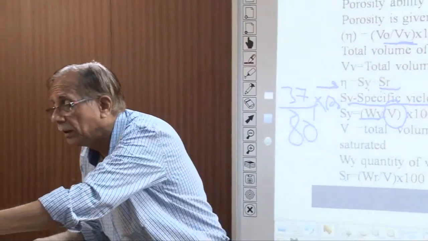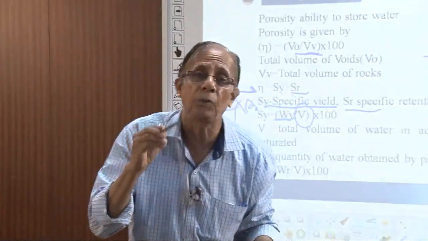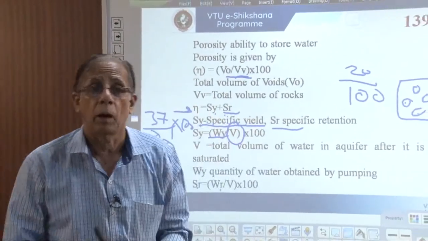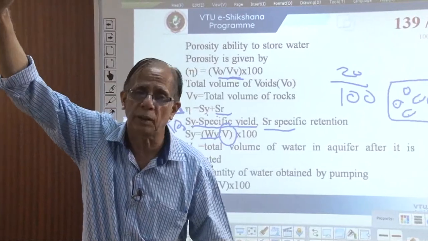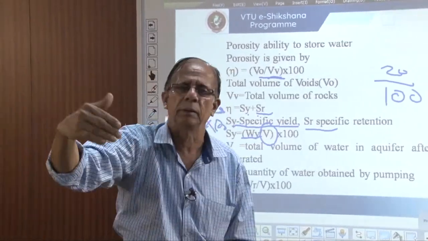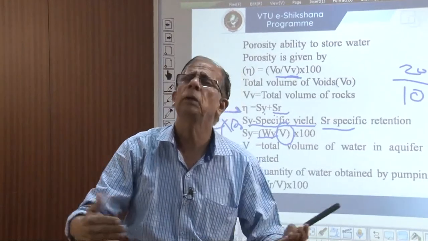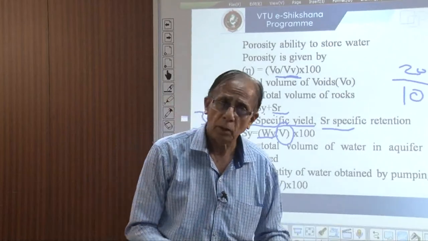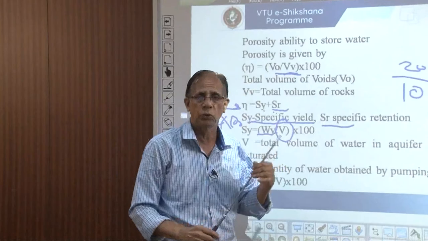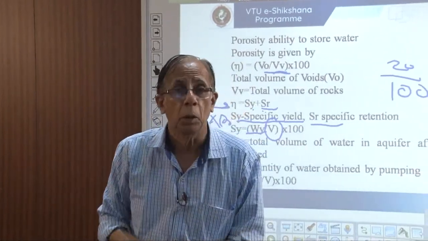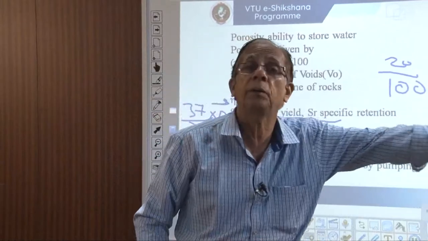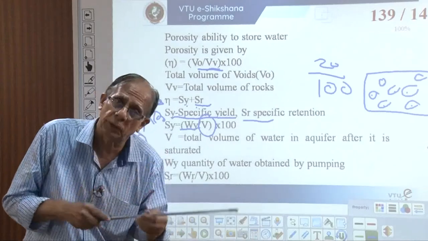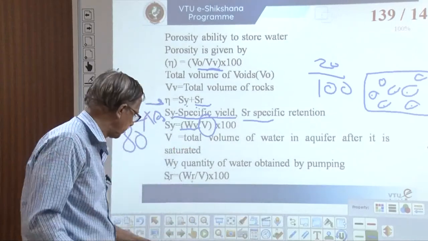Friends, yield and retention are a function of the size of the opening. Clay minerals like a clay bed, although they have high porosity, 40% like that, do not yield. They are capable of storing, but they do not yield. What is the use? They have plenty of water, but they don't yield. On the other end, there is a rock like sandstone. Their porosity is just 25%, but they are able to yield 80% of the water they have stored. It means the yield is equally important. We should be able to pump out that water.